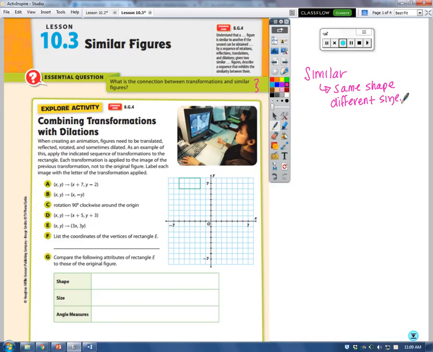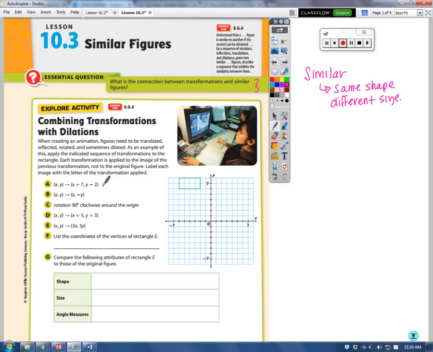So in our Explore Activity 1, we are combining transformations with dilations. When creating an animation, figures need to be translated, reflected, rotated, and sometimes dilated. As an example of this, apply the indicated sequence of transformations to the rectangle. Each transformation is applied to the image of the previous transformation, not to the original figure. Label each image with the letter of the transformation applied. So as we go through this, it's not applied to the original, it's applied to the one we just made.